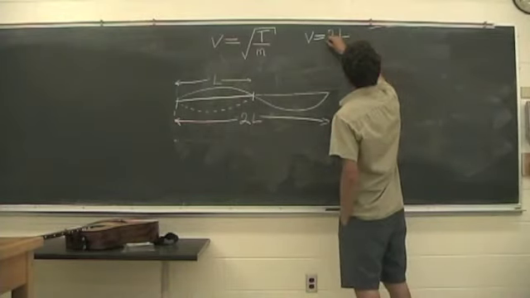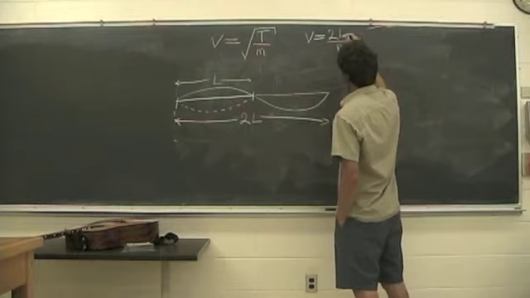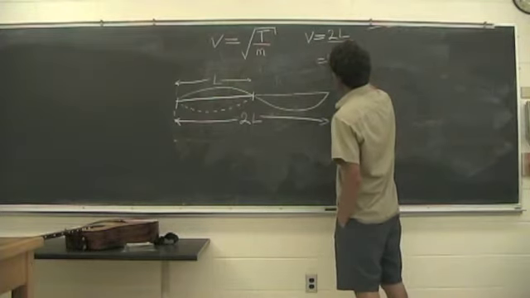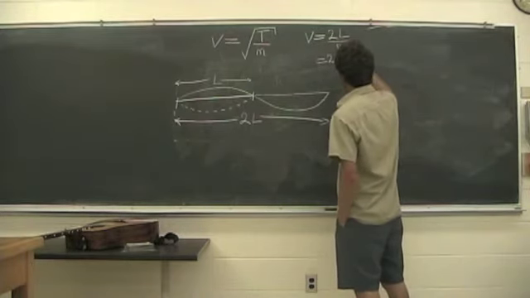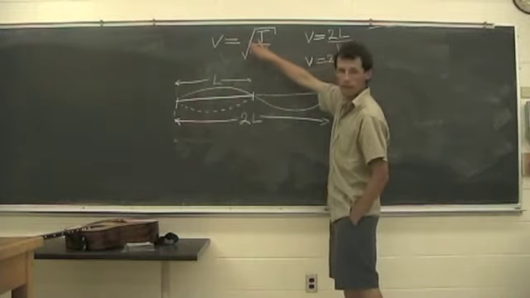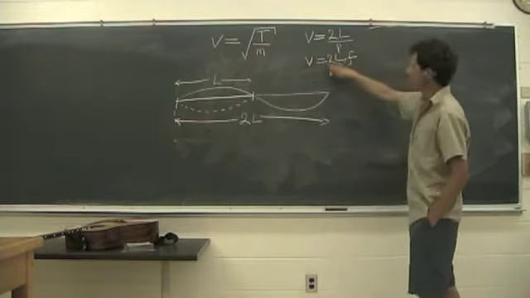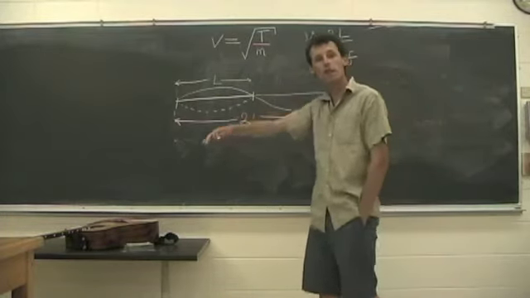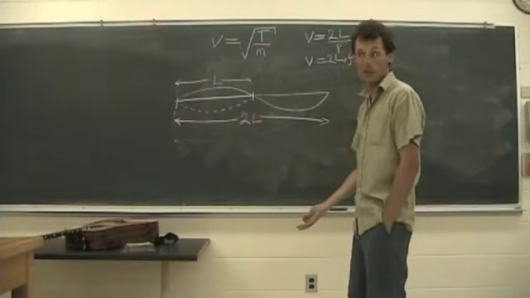So just say 2L over P, where P is the oscillation period, which is the same thing as saying 2L times F. So now we've got two equations, and they're describing the same thing, the speed of the wave on the string. Now we don't actually care about the speed of the wave on the string.